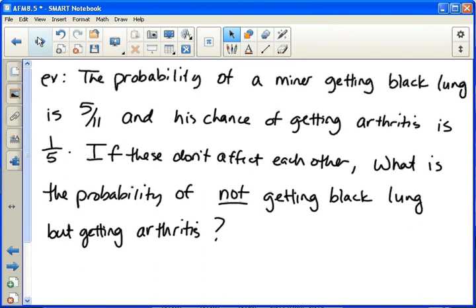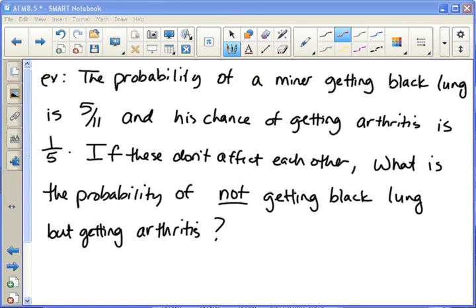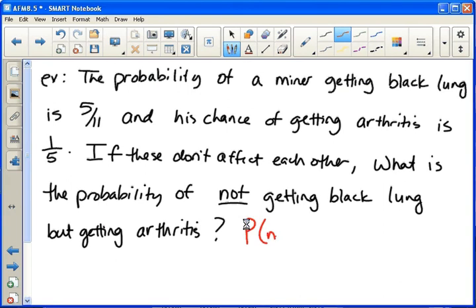Inflammation of the joints is not related to lung cancer or black lung. So these are independent events. One does not cause or affect the other. So that means we can use the simple multiplication we have here. So we want to know the probability of no black lung and arthritis. And that's going to be the same as the probability of no black lung times the probability of arthritis.